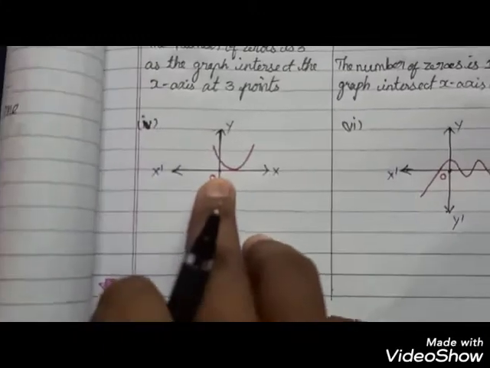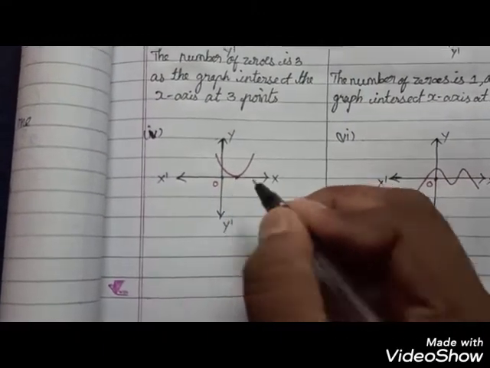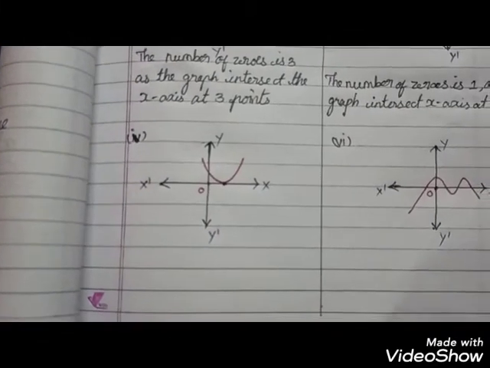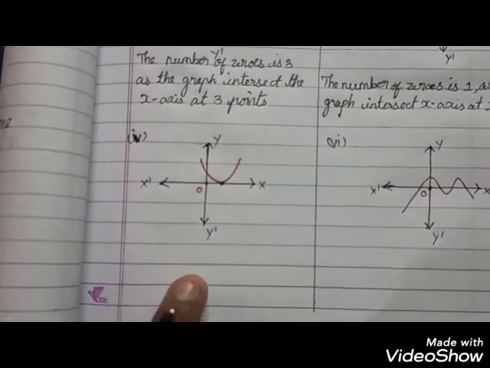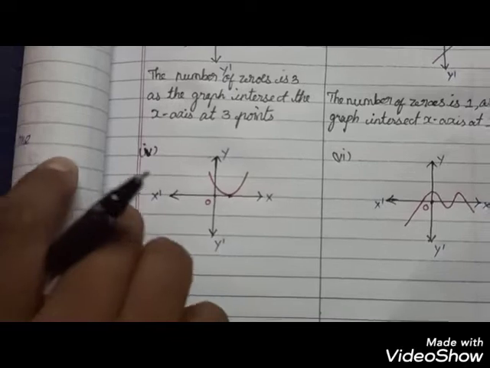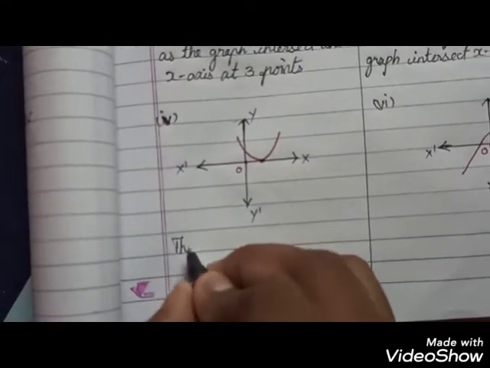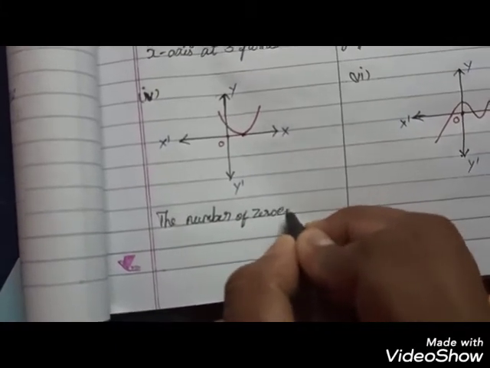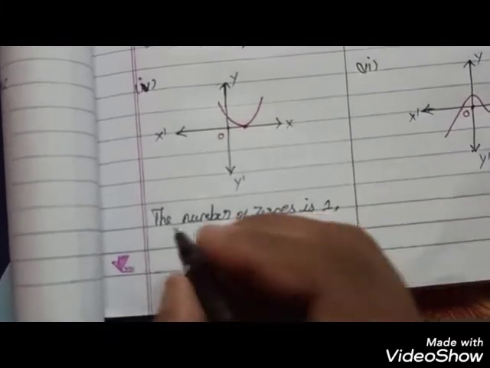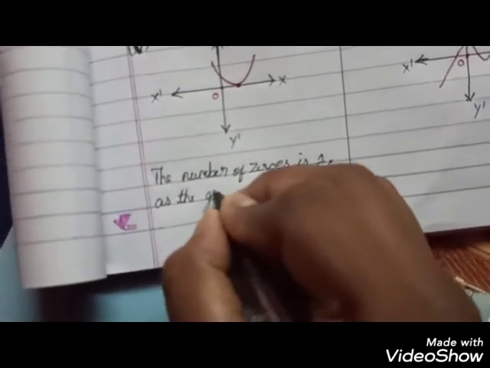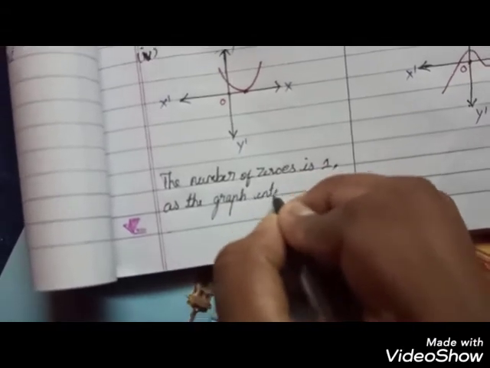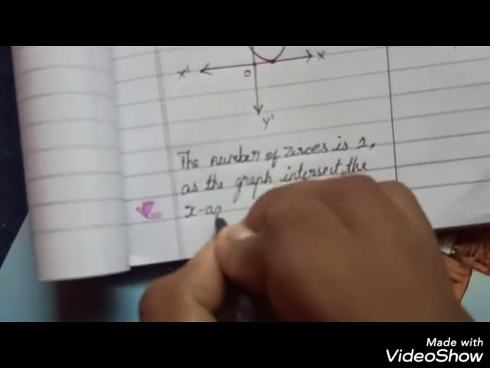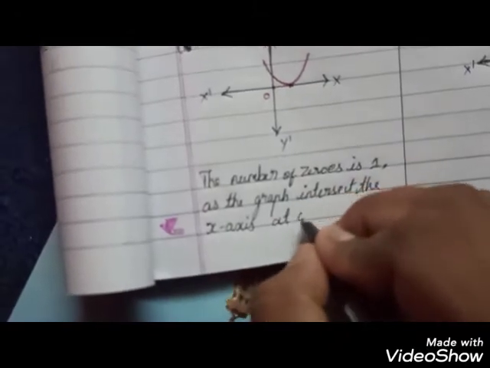Now the fourth question. Here you see it touches only one point. It is a parabolic curve. It touches only one point. Clearly the result is the number of zeros is 1 as the graph intersects the x-axis at one point.